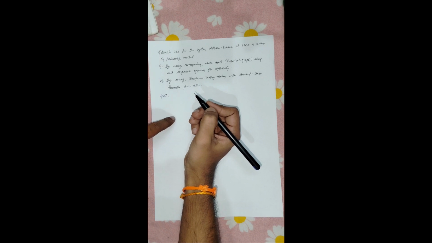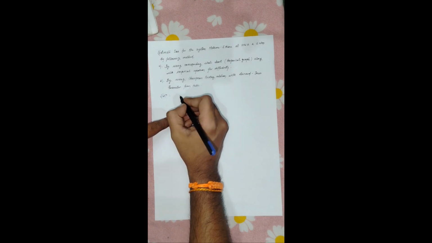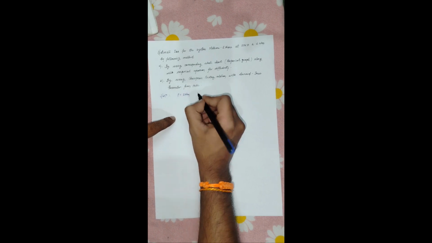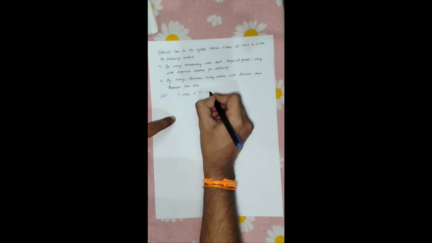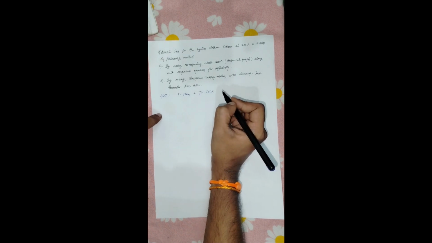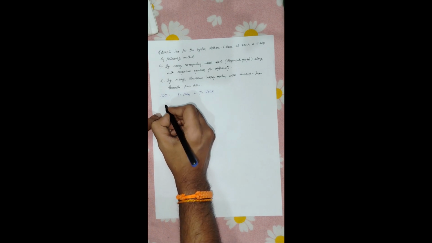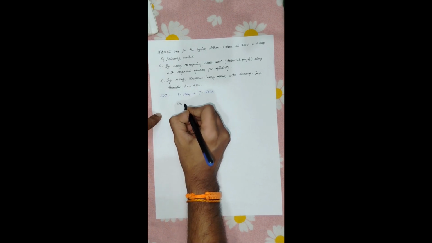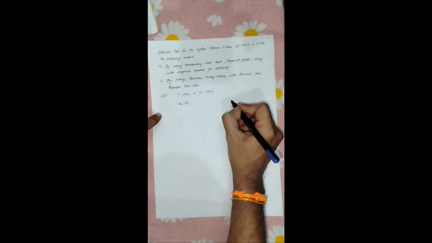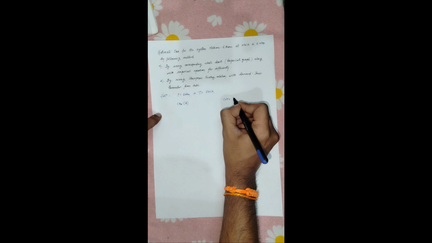First we'll write the given data, all the information we have been given. Pressure is 1 atm and temperature is 756 Kelvin. The system is methane and ethane gas. CH4 we will state as A and C2H6, which is ethane, we will declare as B.